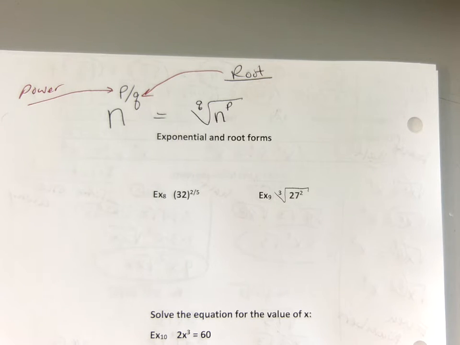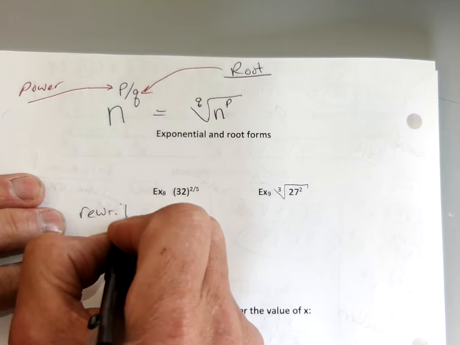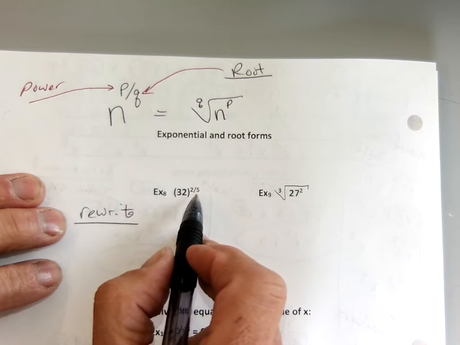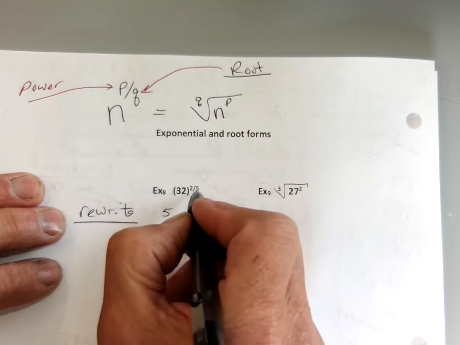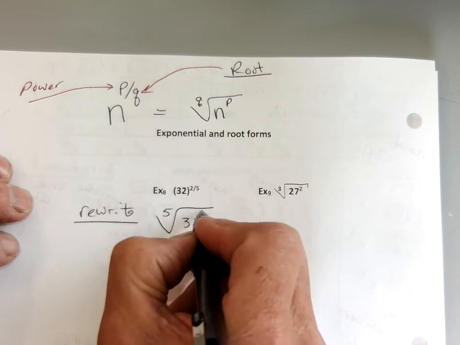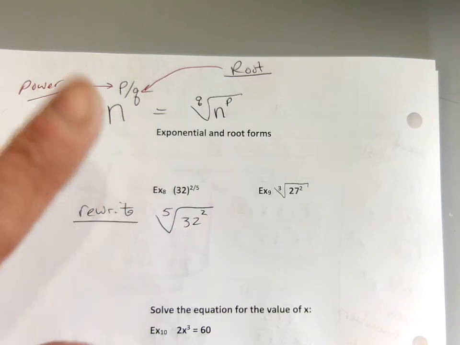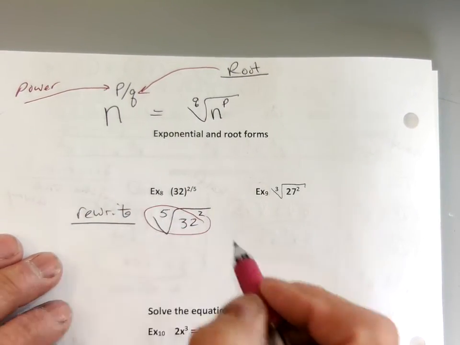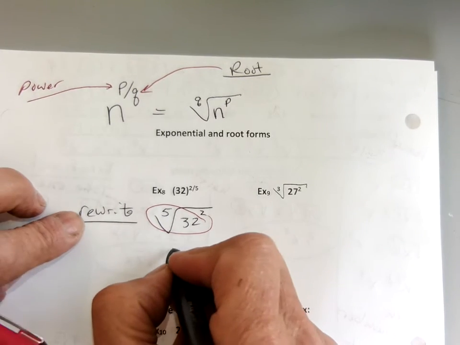So if I take a look then at example 8, and I want to just rewrite it. The 5 is my root, and my 2 is my power. So I'm going to rewrite this as the fifth root of 32 to the 2 power. I can do that. I know that 2 times 2 times 2 times 2 times 2 is 32, so I know the fifth root of 32 is 2. So I'm going to have 2 to the second power.